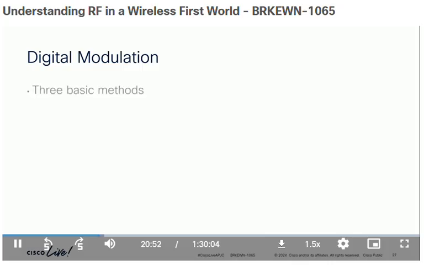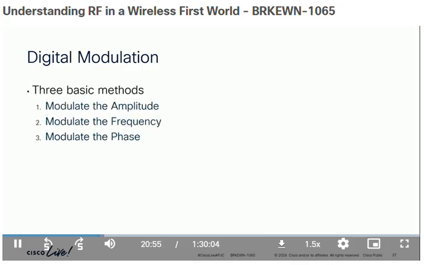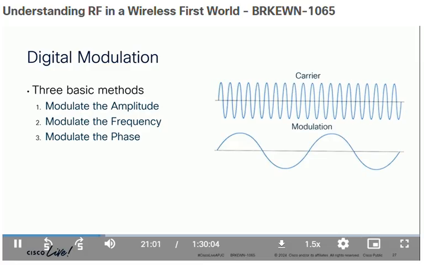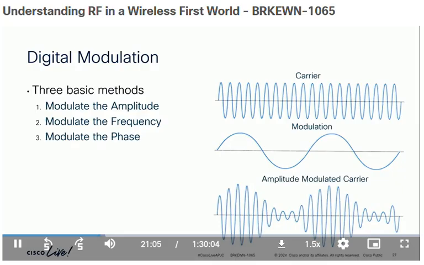And I can modulate my signal according to those different parameters that we talked about. I can modulate the amplitude, the frequency, and the phase. So a real simple example, here's my carrier signal, here's my modulation signal, and then this is going to be my amplitude modulated carrier, which is how we get AM radio and talk radio.